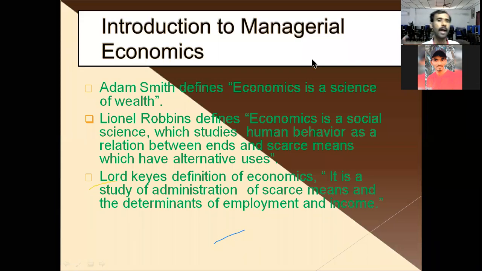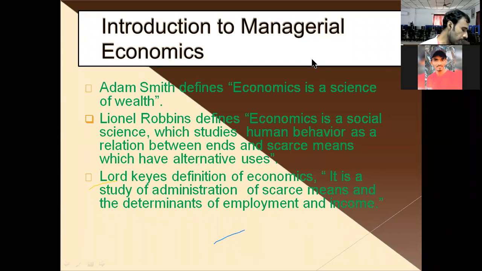One is earning money and the second one is spending money in order to achieve higher satisfaction. So Adam Smith feels that economics is earning money and spending money in a wise manner so that one can gain maximum satisfaction. This is one widely accepted definition of economics, proposed by Adam Smith, who is called the father of economics. Well, you can see the second definition in my presentation, and this definition is quoted by Lionel Robbins. According to Lionel Robbins, economics is a social science which studies human behavior as a relationship between ends and scarce means which have alternative uses.